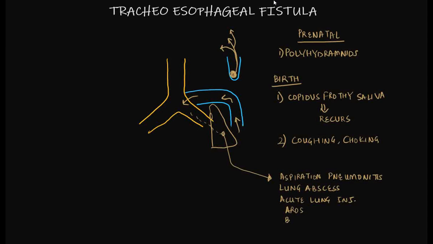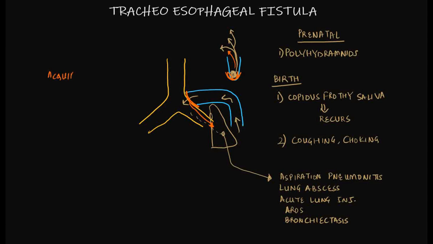ARDS, bronchiectasis, etc. So when we look at the features, we tend to look at the features due to the atresia and due to the fistula. So the atretic segment presents with features due to inability of passage of saliva, and the fistulous portion presents due to the aspiration of the contents.